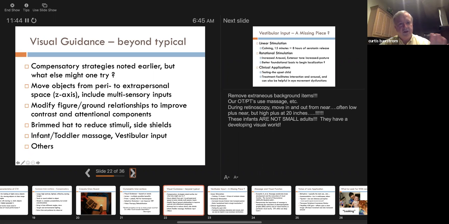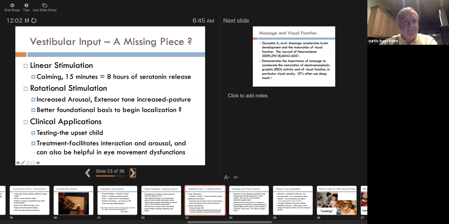Figure ground relationships, small targets, lit targets versus the background. Sometimes we'll also have brimmed hats as well for these patients. One thing we just mentioned here also is infant and toddler massage, again, bringing the PT and OT into play, also with vestibular input too. A lot of times vestibular input will help arousal and allow these patients to see.